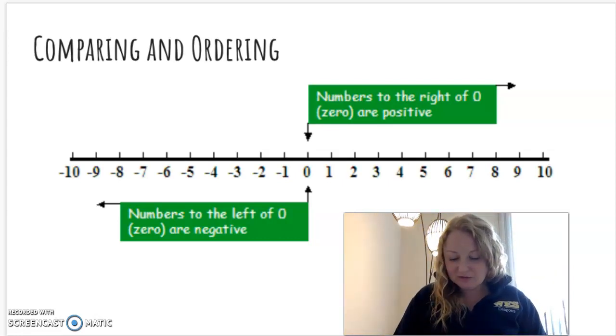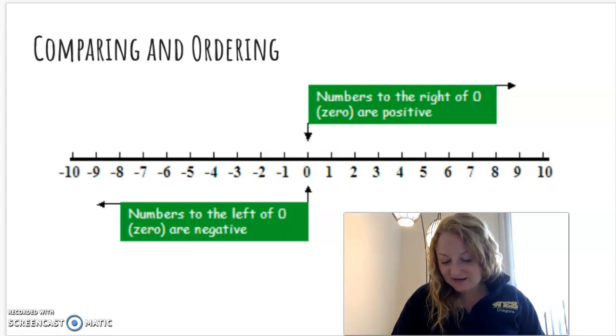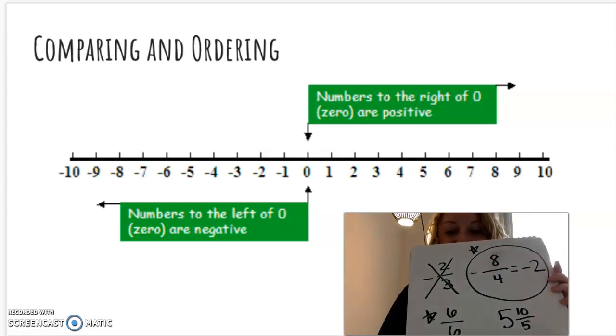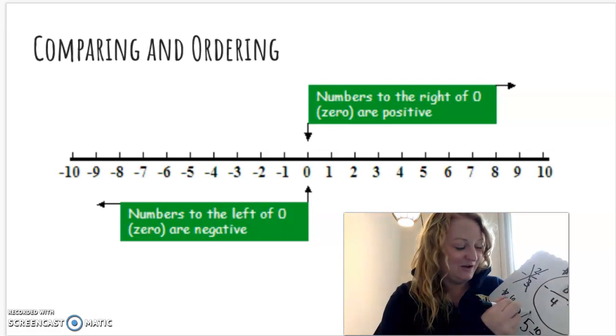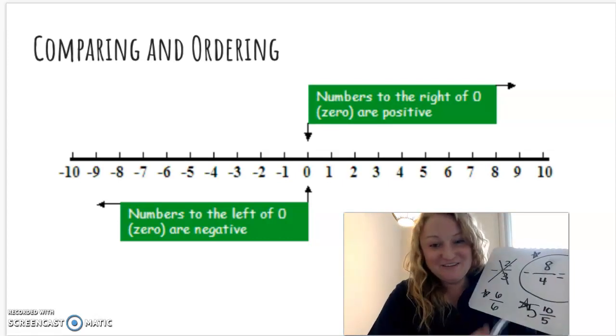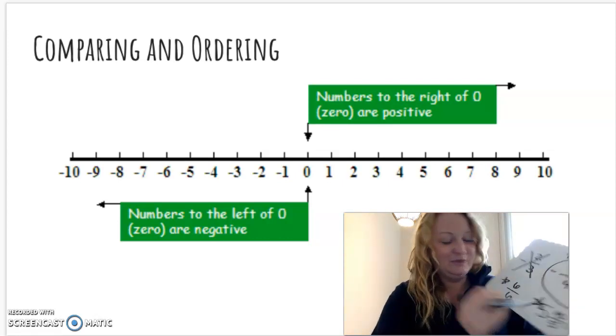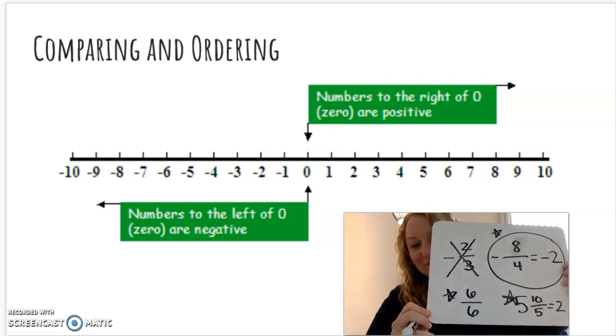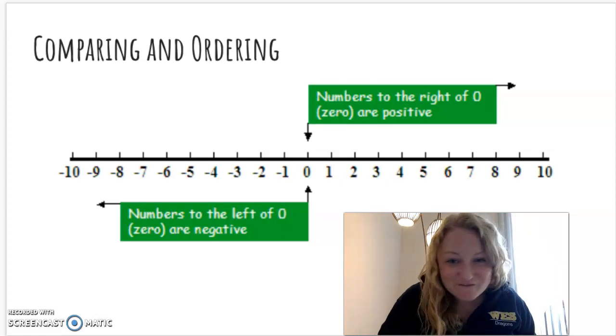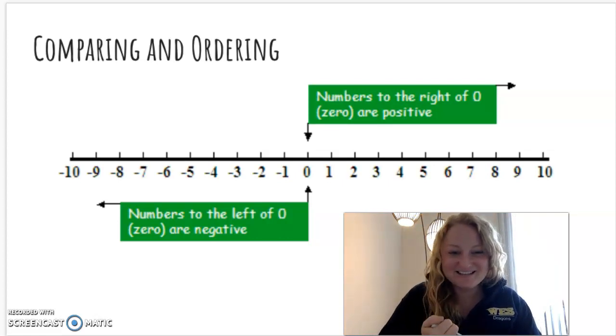How about 5 and 10/5? Yep, also an integer because 10/5 is the same as 2. And 5 plus 2 would be 7, which is a whole number. So don't forget, everything in math connects together.